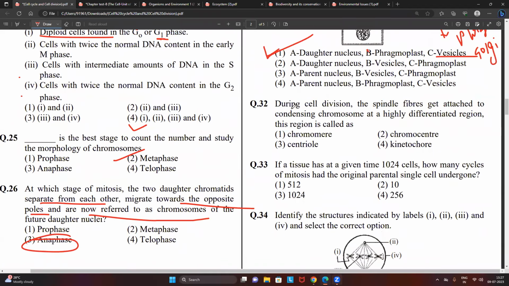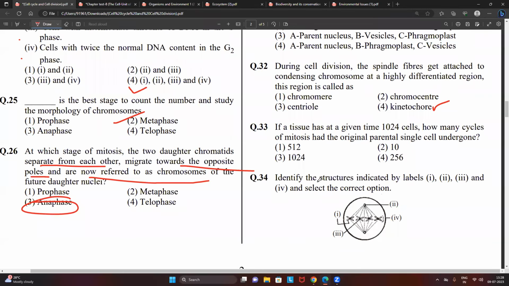Question number 32. During cell division, the spindle fibers get attached to condensing chromosomes at a highly differentiated region. This region is called as. As we all know, spindles are always associated with an important proteinaceous structure. What do we call that particular proteinaceous structure, friends? We generally call it the kinetochore. No need to get confused with that particular point.